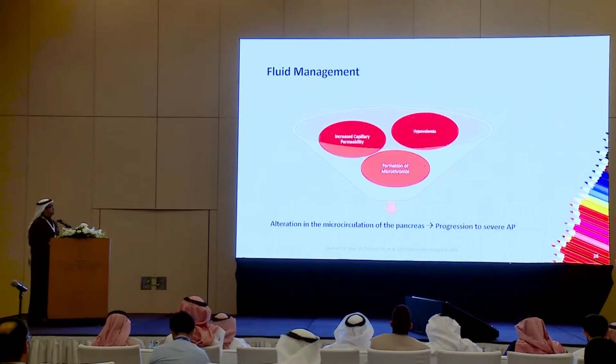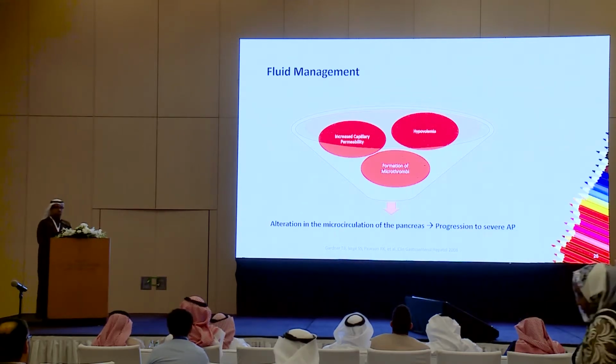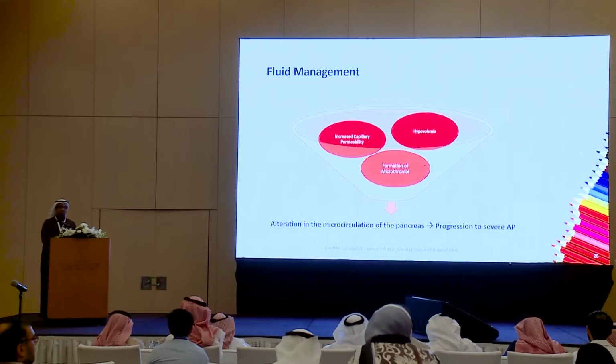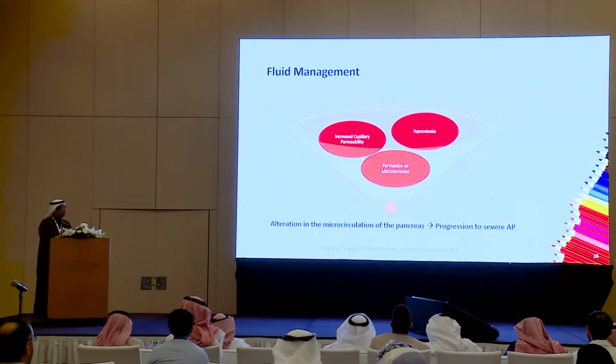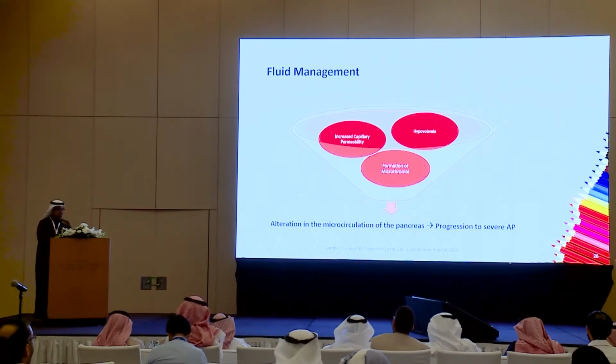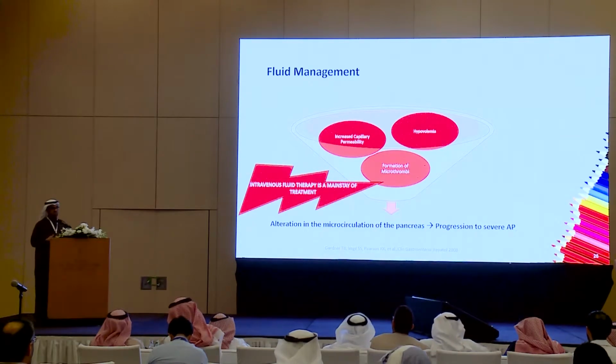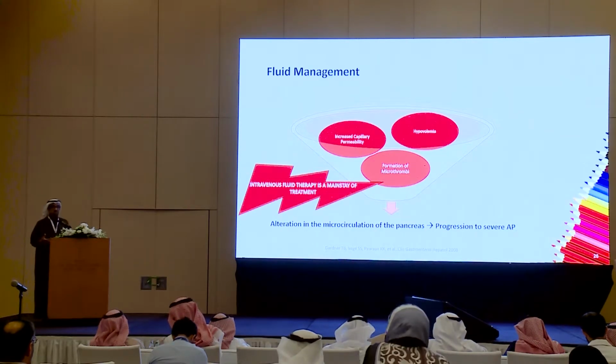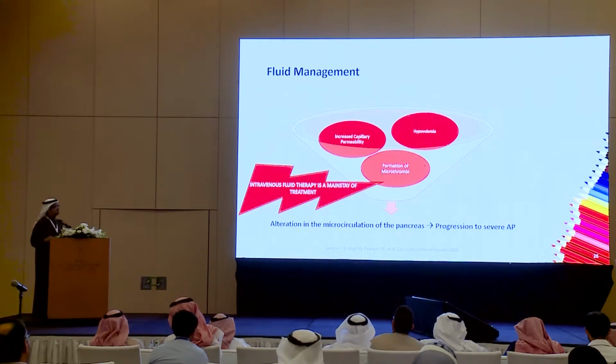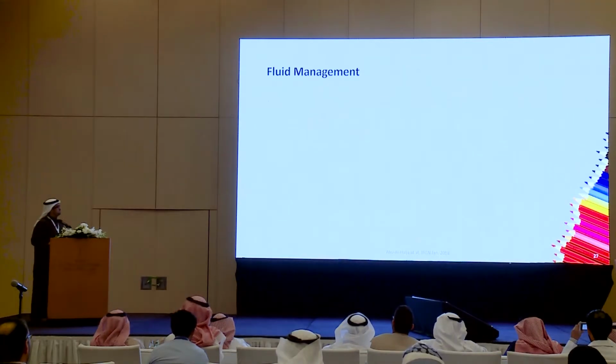Management, we have to go into more detail. A lot of things: the hypovolemia, the increased capillary permeability, the formation of microthrombi. These are the most important factors leading to alteration in the microcirculation of the pancreas, and this usually leads to progression of acute pancreatitis. So we have to stop this. The only way is good hydration, or good IV fluid. So the IV fluid here is not just supportive. It is helpful for stopping all of these factors or at least reducing them.